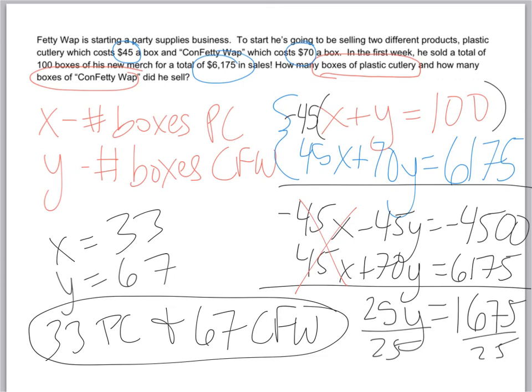Cool? We can write out boxes. It's just a little hard to write on here. Boxes. Okay. There we go. There's a word problem. Super fun, awesome, and we helped out our old friend Fetty Wap. I'm sure he loved this.